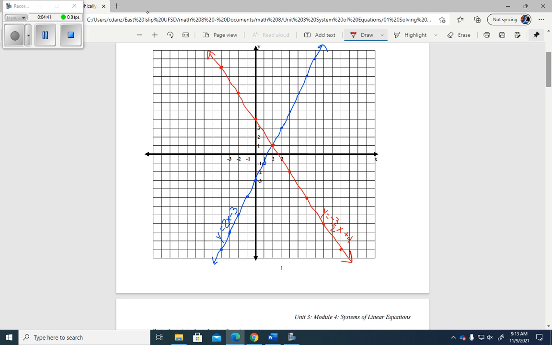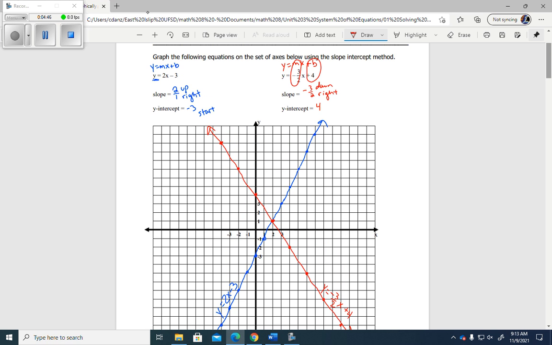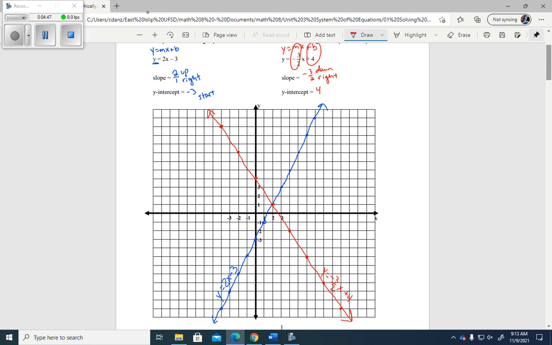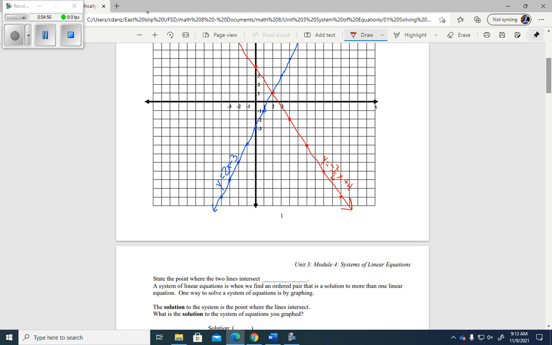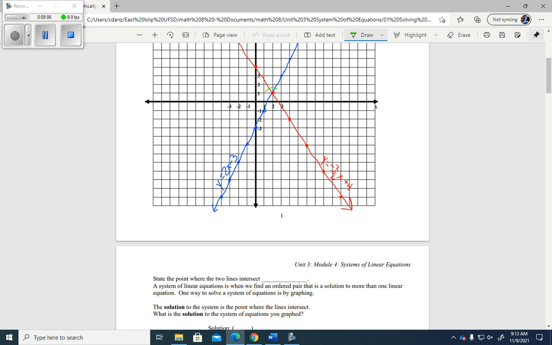And now I have done what the do now asked me to do. I had to graph each of the equations on the same set of axes. Now we're going to talk about this as a system. So if we look at the next page, it asks us to state the point where the two lines intersect. So I'm going to circle it for a second on my graph. The two lines intersect right here, which is the point 2, comma 1.